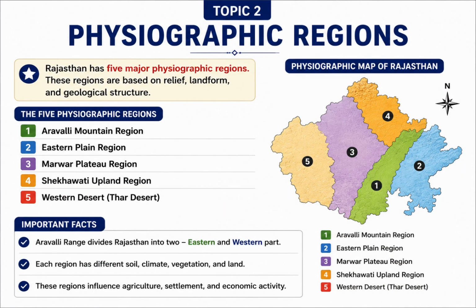Topic 2. Physiographic regions. Rajasthan is divided into 5 major physiographic regions based on relief, landforms, and geological structure. These are the Aravalli Mountain region, Eastern Plain region, Marwar Plateau region, Shekhawati Upland region, and the Western Desert region. The Aravalli range divides Rajasthan into eastern and western parts. Each region has different soil, climate, vegetation, and landforms, which influence agriculture, settlements, and economic activities.